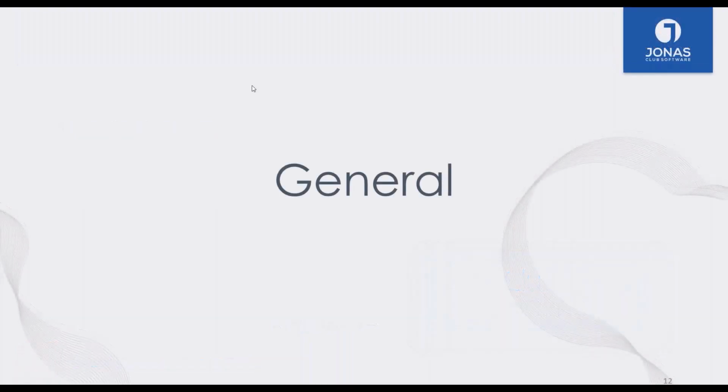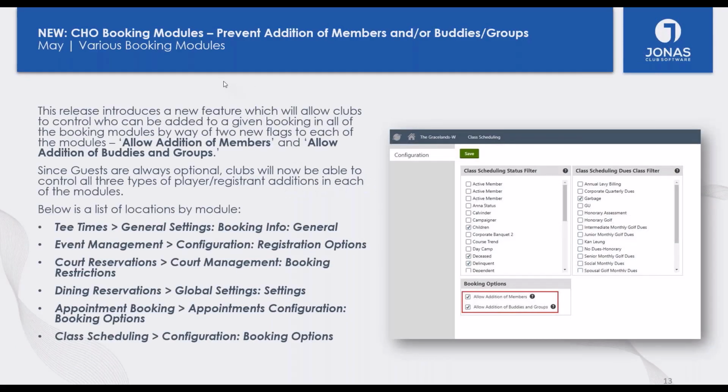So I'll take us through some general stuff that's been done over the course of last year. One of the things we did across many of the booking modules based on client request was provide clubs with the ability to determine if a given module was going to allow the addition of members. So this applies to court booking, event management, tee times, dining reservations, appointment booking, and class scheduling. But you have the ability to say you don't want to allow the addition of members, or you don't want to allow the additions of buddies and groups, both of which are off by default unless you've already turned them on. But this was released middle of 2023, I would say.